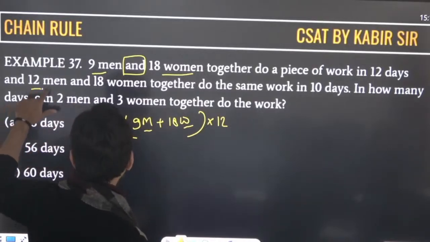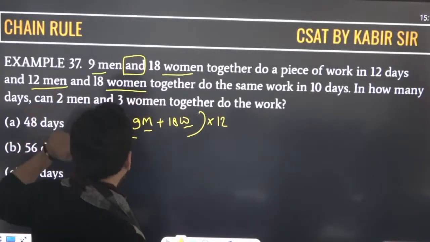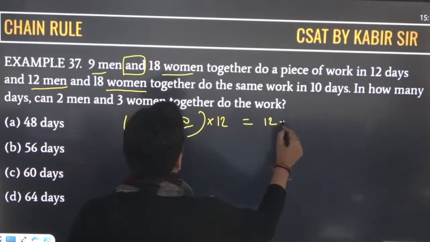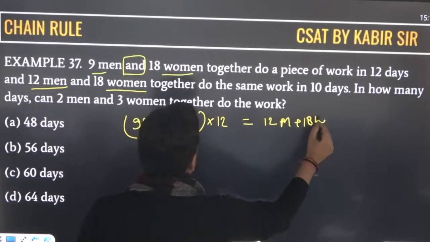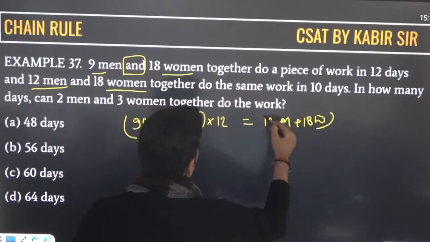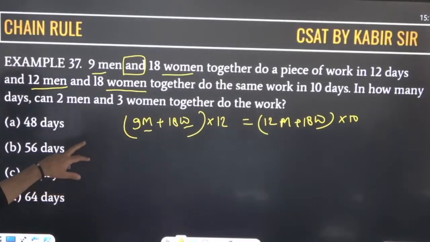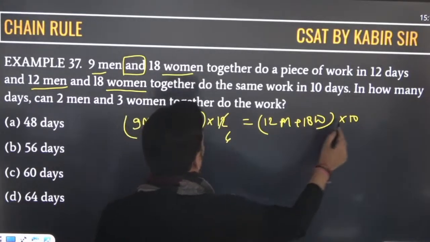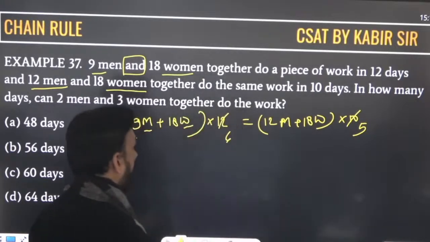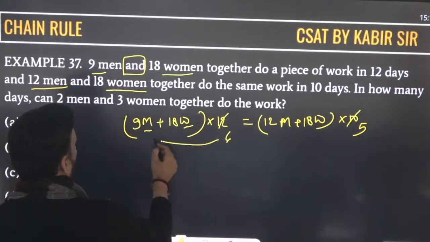Now, next, 12 men and 18 women. If they are employing 12 men and 18 women, then also the work gets completed. But in how many days? In 10 days. So work is same. It means this will be equal to that. Right? Are you getting, Kaushal? We'll go 6, 5. From 2 we can cancel this. Right? This will be 9 into 6.